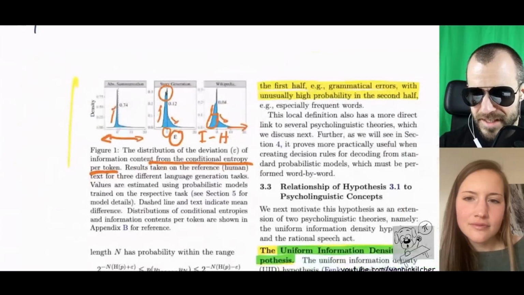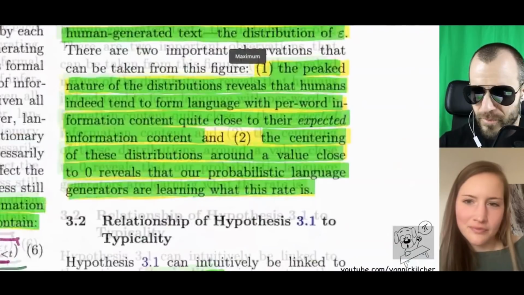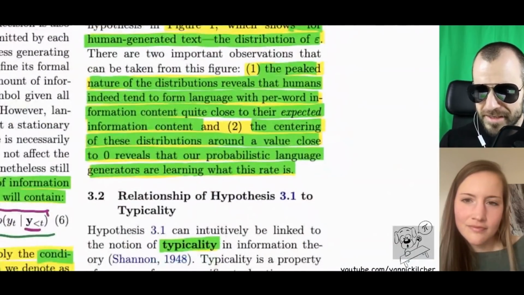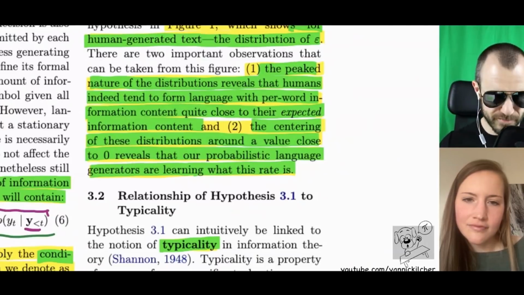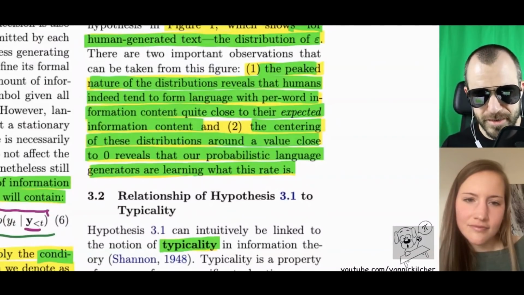About these plots, you draw two different conclusions right here. The first one is that the peaked nature reveals that humans indeed tend to form language with per-word information content quite close to their expected information content. So this is kind of, you know, data that shows our hypothesis is correct.